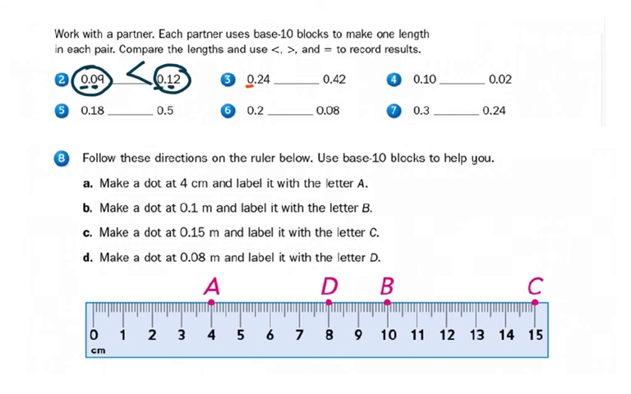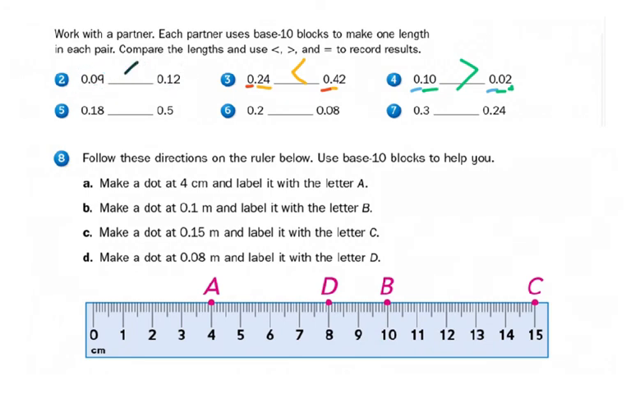The next one, the 0 and the 0 are the same. 2 and 4, which is longer? 2 longs or 4 longs? 4 longs. So 24 hundredths is less than 42 hundredths. Next one, 0 and the 0 the same. 1 and 0, which one is larger? 1. So this would be 1 long and this would be 2 cubes. So 10 hundredths is greater than 2 hundredths.